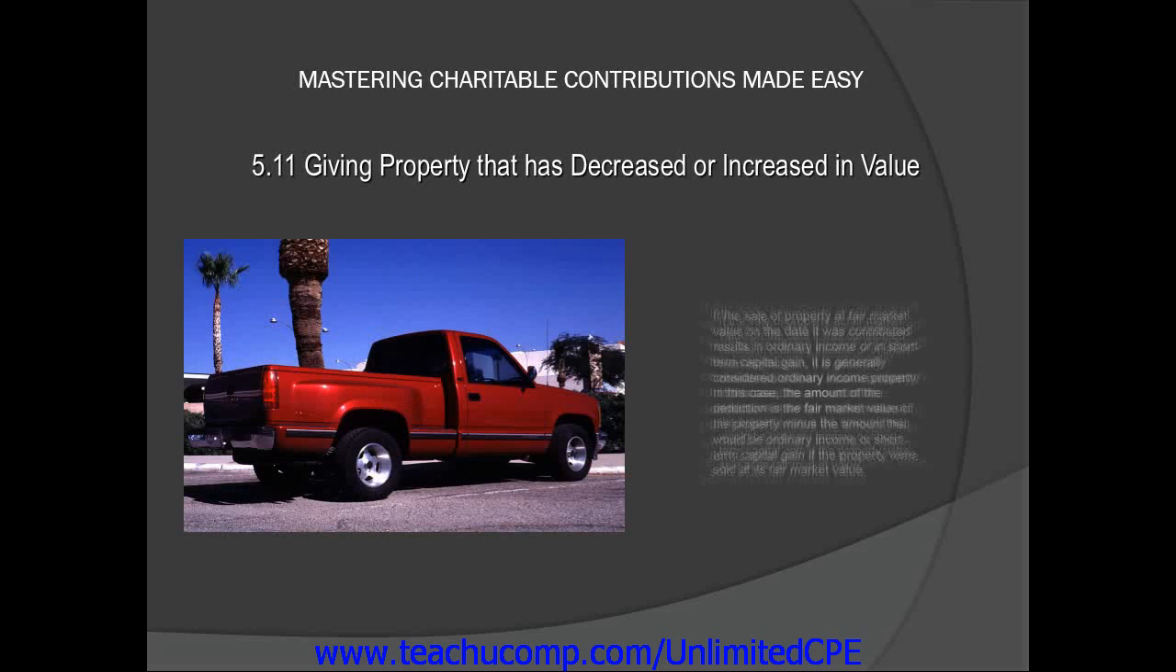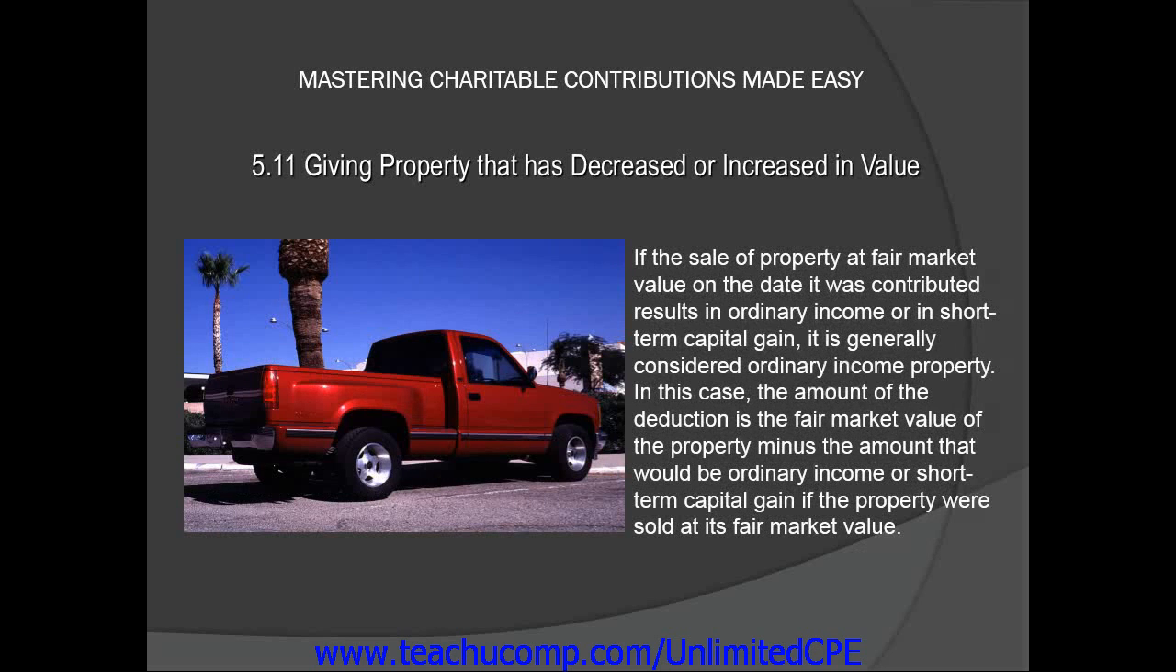If the sale of property at fair market value on the date it was contributed results in ordinary income or in short-term capital gain, it is generally considered ordinary income property. In this case, the amount of the deduction is the fair market value of the property minus the amount that would be ordinary income or short-term capital gain if the property were sold at its fair market value.